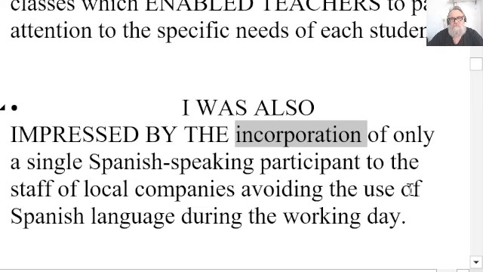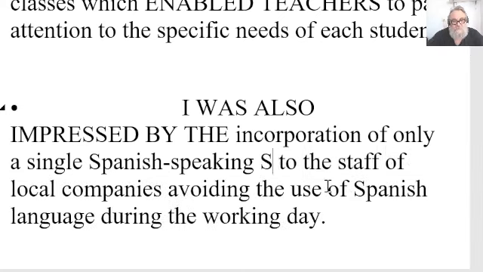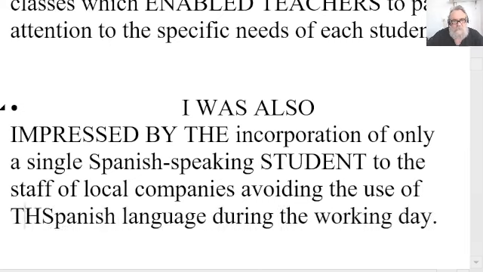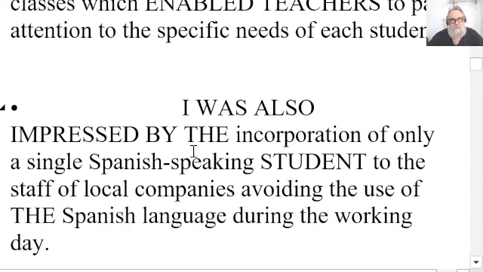By the incorporation of only a single Spanish-speaking participant, student. I was also impressed by the incorporation of only a single Spanish-speaking student to the staff of local companies, avoiding the use of the Spanish language during the working day.